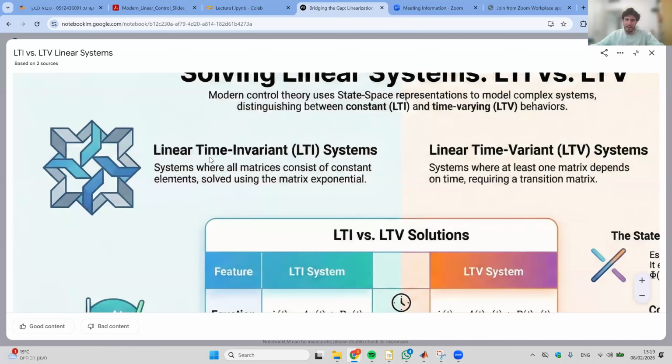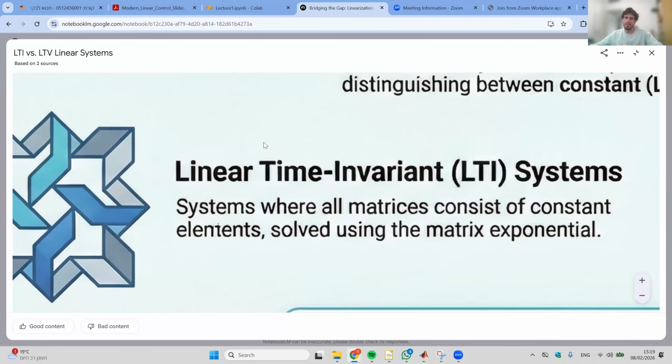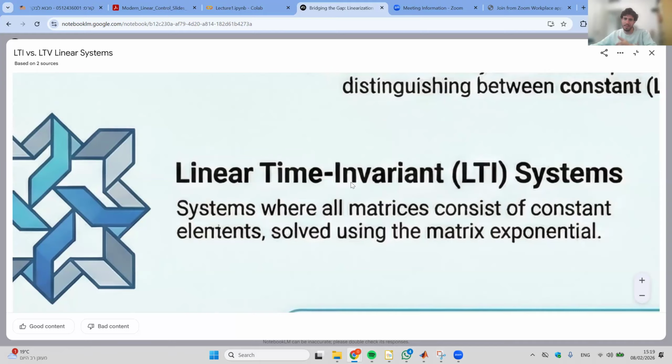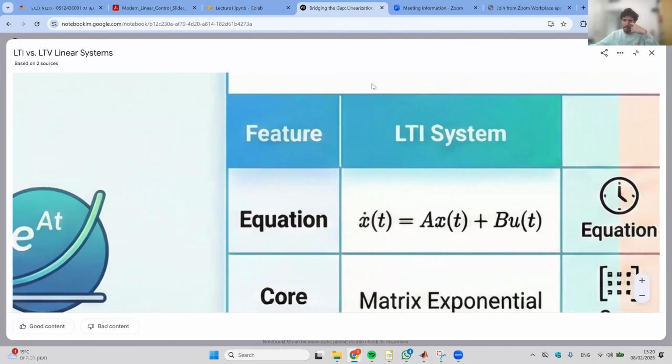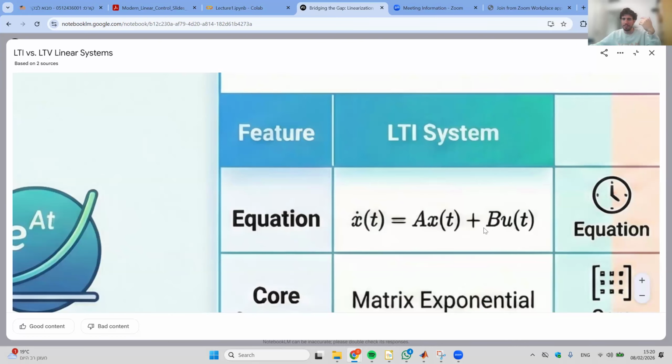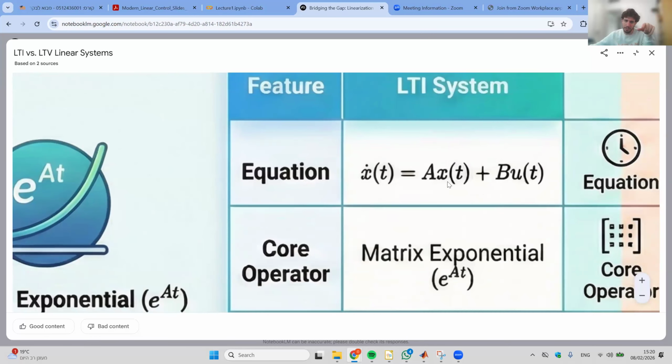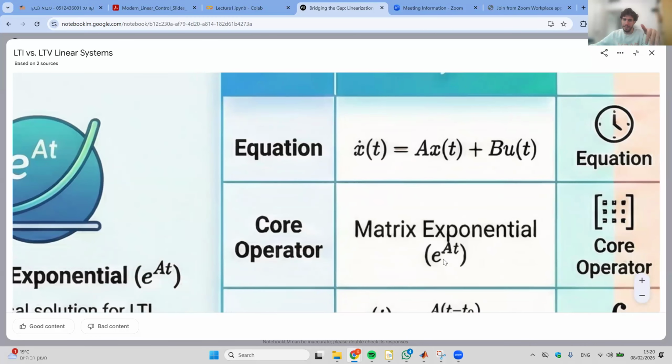So first of all, LTI systems. LTI stands for Linear Time-Invariant. Time invariance means they are not affected by time, in the sense that A, B, C, and D do not change with time. So we have x dot equal to Ax plus Bu, y equal to Cx plus Du, where A, B, C, and D are just constant matrices.